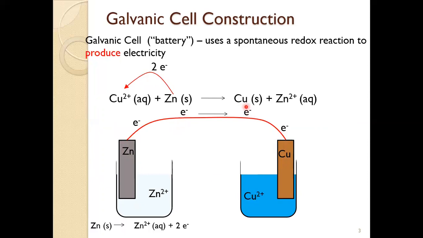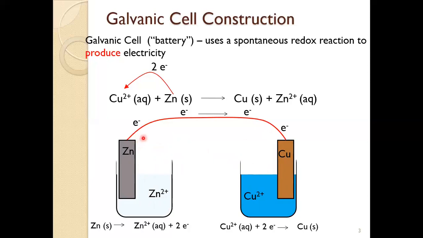So we have our two half reactions. Zinc is being oxidized, and copper is being reduced. If this were the end of our galvanic cell construction, electricity would flow, but it would quickly stop flowing. Because as electrons are being lost on this side, there would be an accumulation of positive charge on this side. And as electrons then pour into this side, there'd be accumulation of negative charge. So now you have a net positive charge over here, a net negative charge over here.